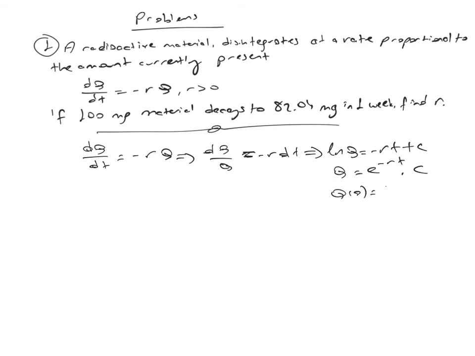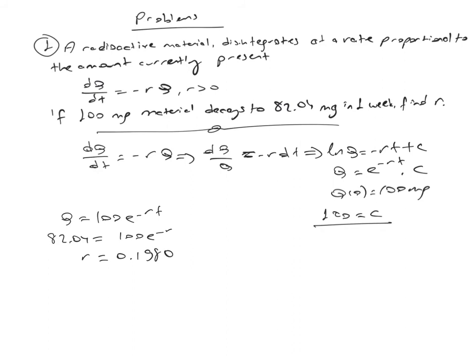And Q0 in the problem is given as 100 mg here. So 100 is equal to C, because if we put 0 for t, Q0 will be directly equal to C, which is 100. So by putting 100 here for C, we can write Q is equal to 100 times e to the minus rt. And after 1 week, Q will be equal to 82.04 milligram, which is equal to 100 times e to the minus r. From here, we get r equal to 0.1980 per week.